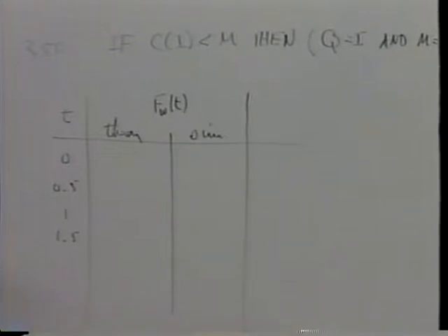Okay, then you run the simulation. And in the simulation, what you do is you input these values as input values, and then you count the fraction of customers who wait longer than 0, longer than 0.5, longer than 1.